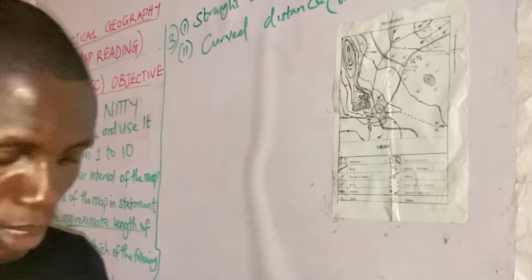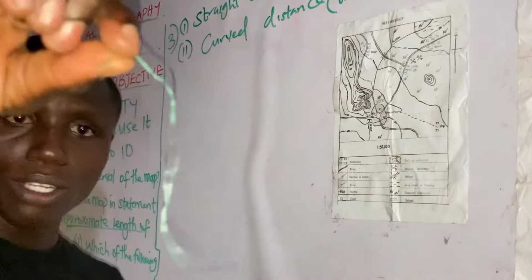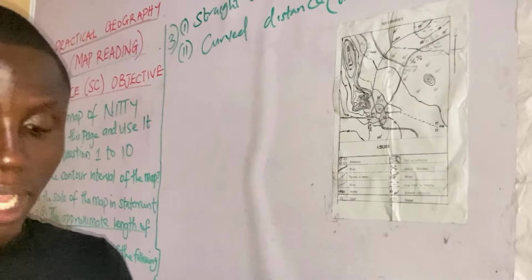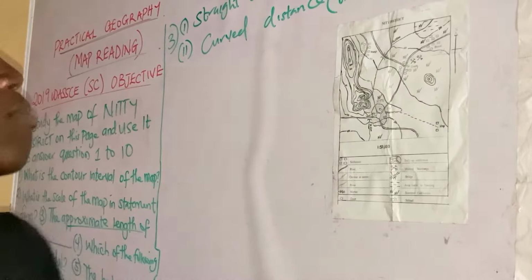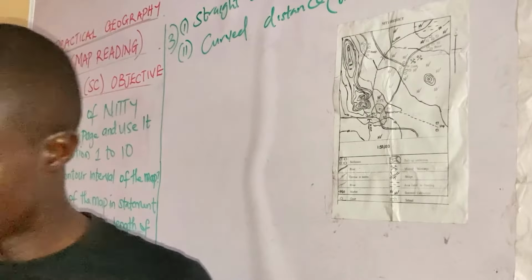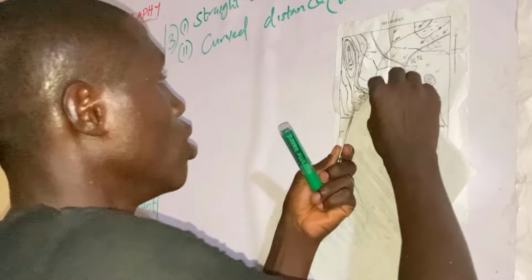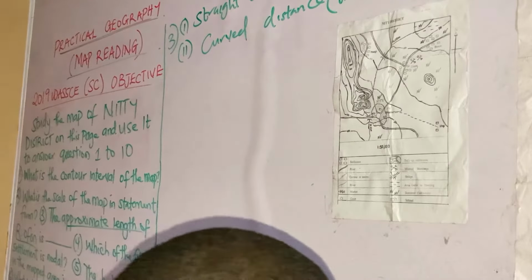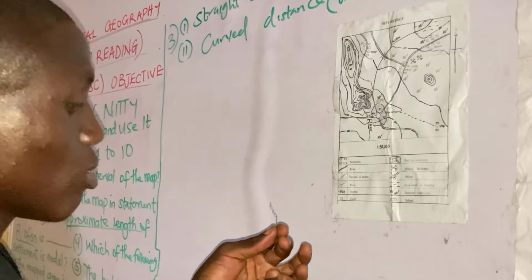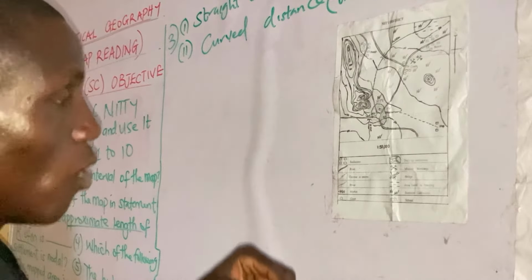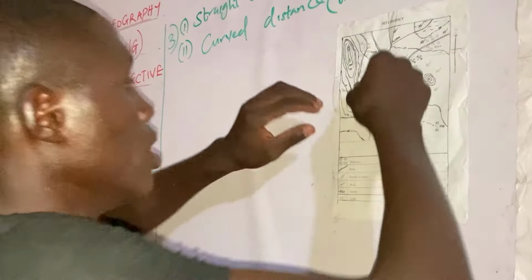You can use a thread. I'm using this. You can also use a divider to measure the curved distance on the map. And you can also use the edge of a paper, something like this, to measure the distance. Now let's use the thread. The thread is the most convenient method of measuring distance on a map, so it is advisable to use thread.